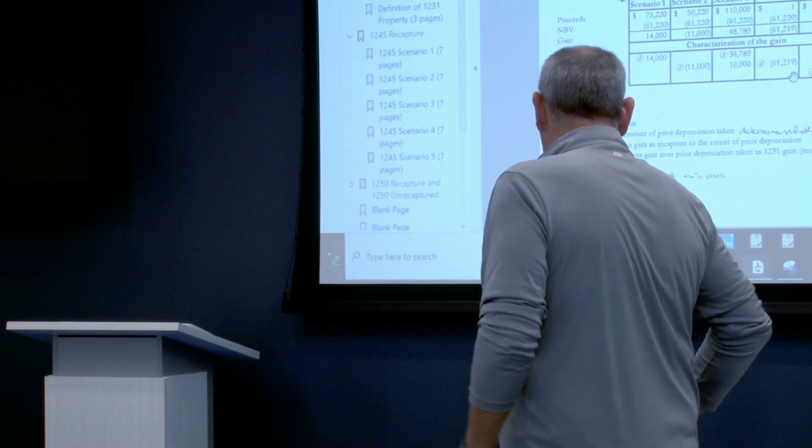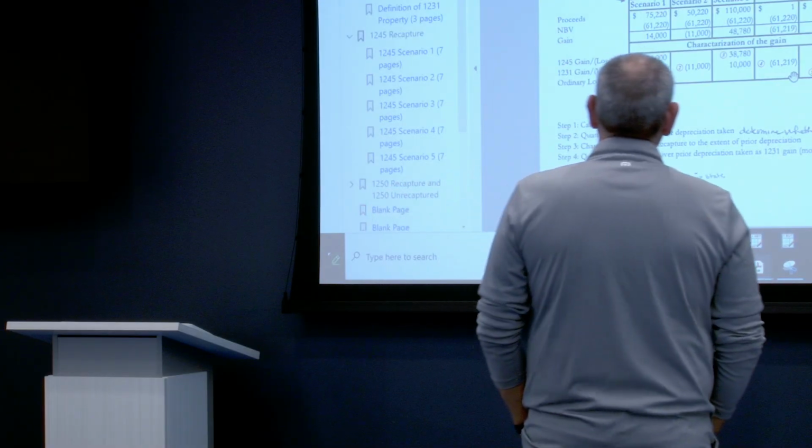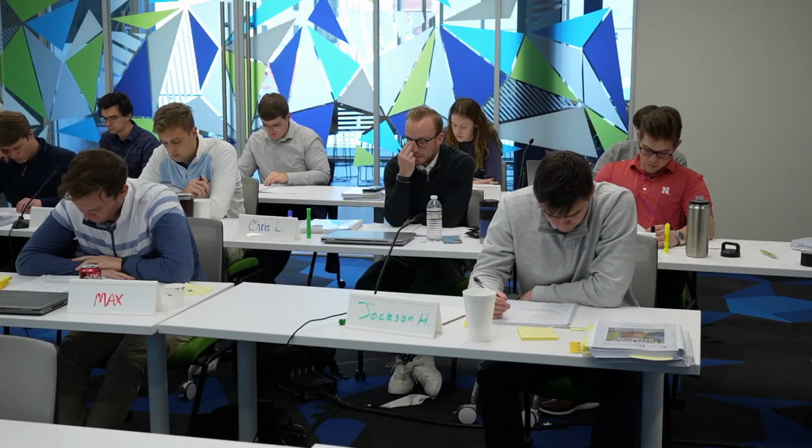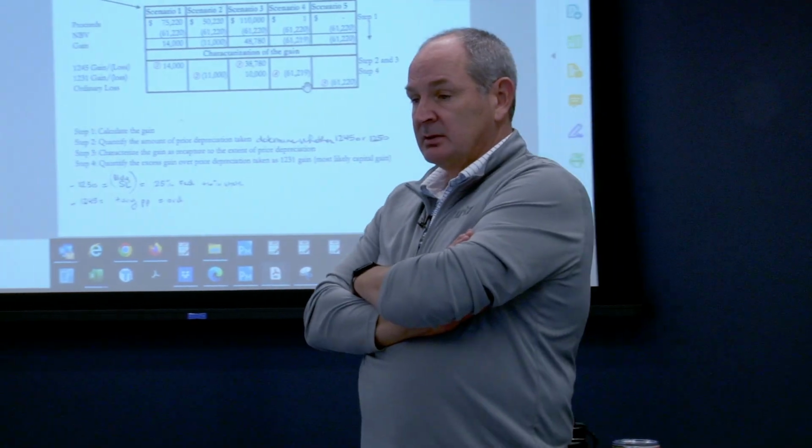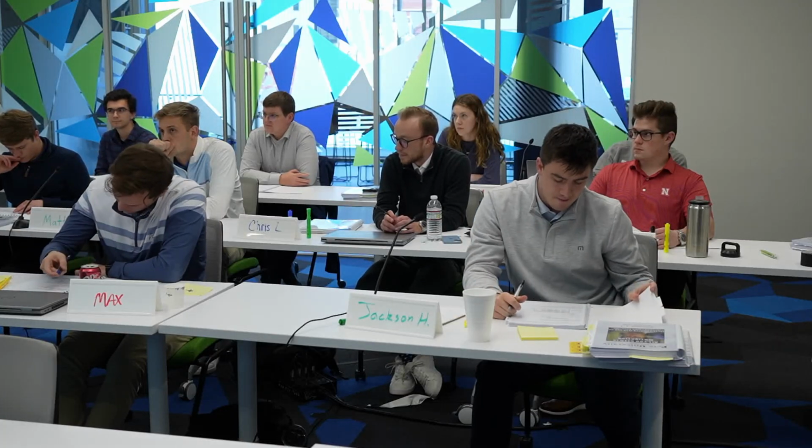Okay, so then we sell it in scenario two. CV, what's scenario two? Scenario two had proceeds of 50,220, net book value of 61,220, for a loss of 11,000. Okay? And if that's the only activity that we have in this year, is that capital or ordinary? Capital. How do you feel about that, Matt?